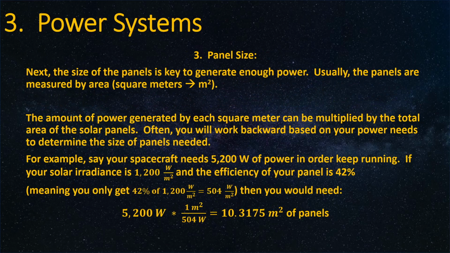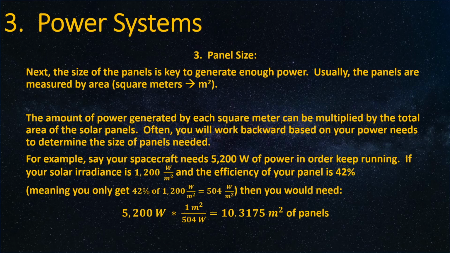Next up is the panel size. That's a way to find out for every square meter how much power we have. Now we could multiply that by 3 if we had 3 square meters. Normally you're not actually doing it that way. A lot of times what you're going to find is that my spacecraft needs, for example, 5,200 watts of power in order to keep it running. If the solar irradiance where I'm at is 1,200 watts per square meter, and the efficiency of my panel is 42%, take a moment on this, because I've seen students who don't know exactly what to do with the percentage because it doesn't have units. Think about this: your solar panel can only get 42% of what the solar irradiance is.